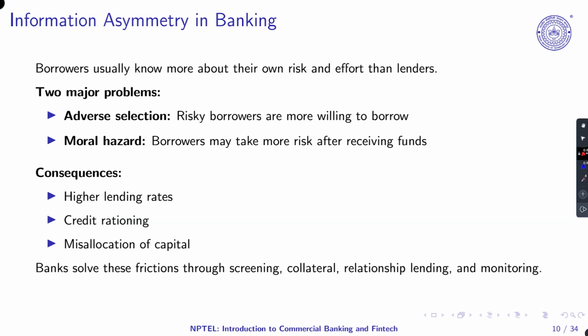And then we also touched upon information asymmetry. This we discussed already: the risky borrowers are more willing to borrow, and borrowers take more risk after taking the loan from the bank. So these are the cases that we already discussed, agency theory.